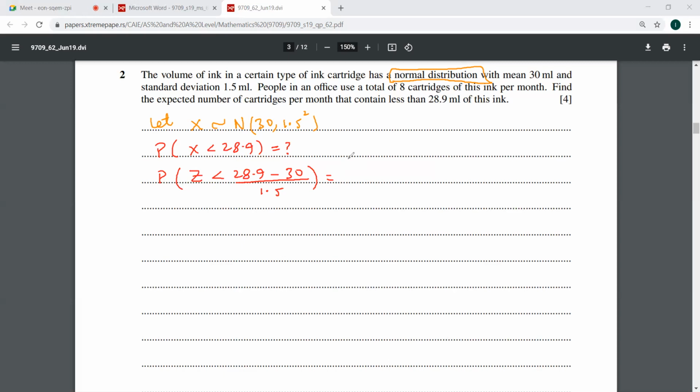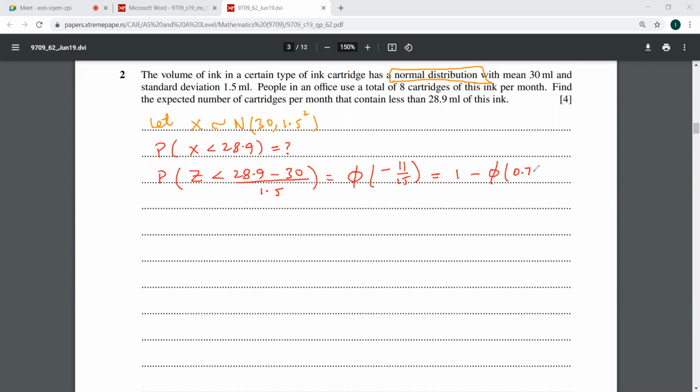What is this, bacho, when you use your calculator? This is phi of minus 11 over 15. Yes? Why did we not apply the 0.5 continuity correction to 28.9? Because in the question, we are not approximating this to be a normal distribution. Since this is already a normal distribution, you do that when you go from binomial to normal. So that is why it is not required here. This is going to be 11 over 15, as a decimal 0.733.